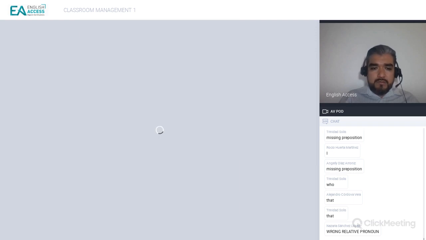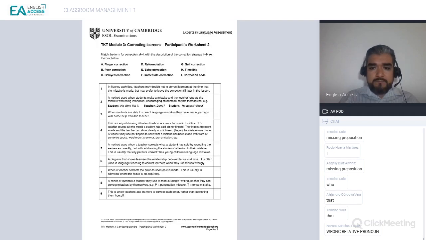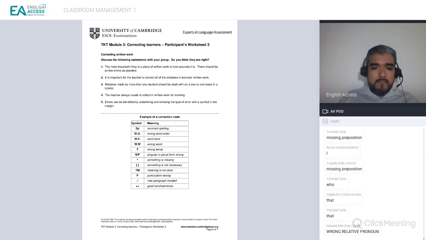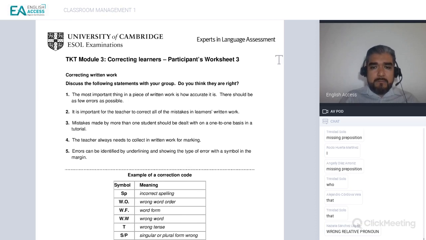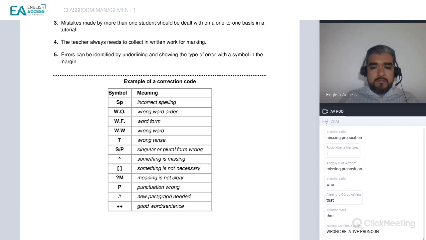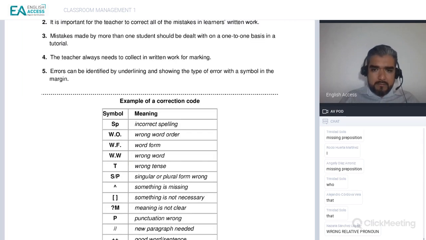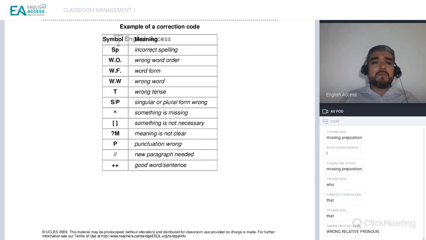For example, let me show you a correction code. Here I have a correction code. This correction code is very complete. This is for more intermediate to advanced students. Can work for basic too. For example, you use some symbols like this, right? To mark your students' mistakes.